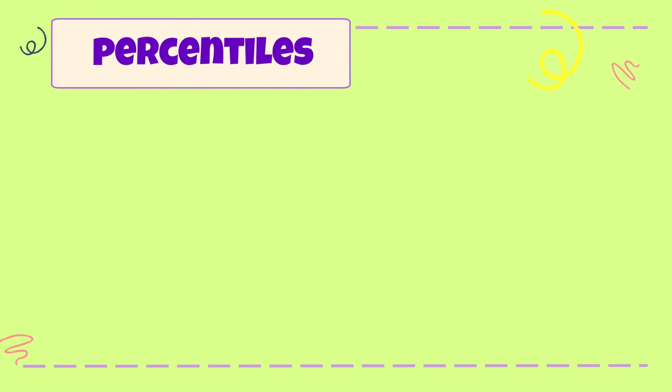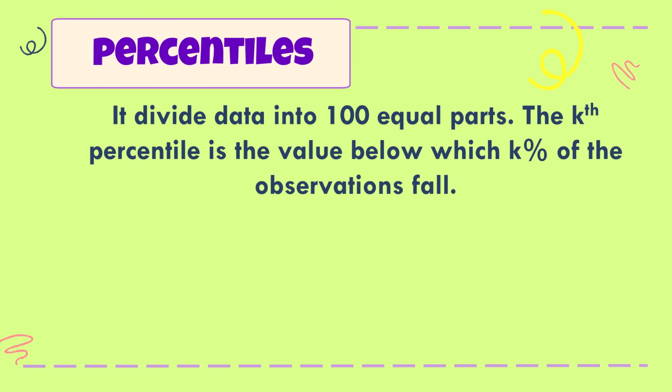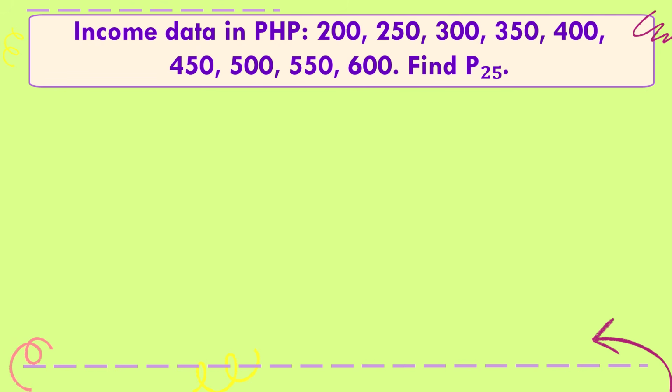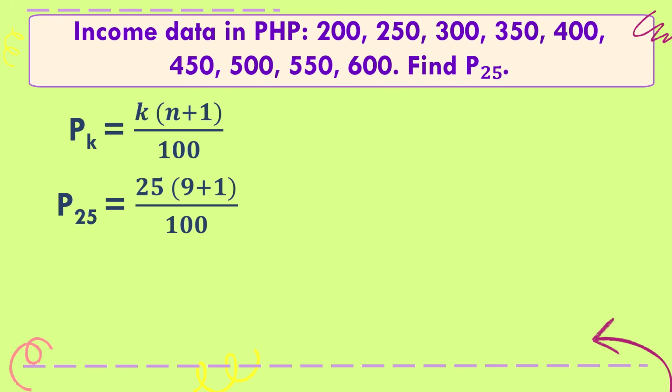How about the percentiles? It divides the data into 100 equal parts. The kth percentile is the value below which k% of the observations fall. The formula is percentile k is equal to k times n plus 1 over 100. Based on the given income data, let us identify percentile 25. So percentile 25 is equal to 25 times the total income data, 9, plus 1 over 100. 9 plus 1 is 10, so 25 times 10 over 100, that is 2.5.